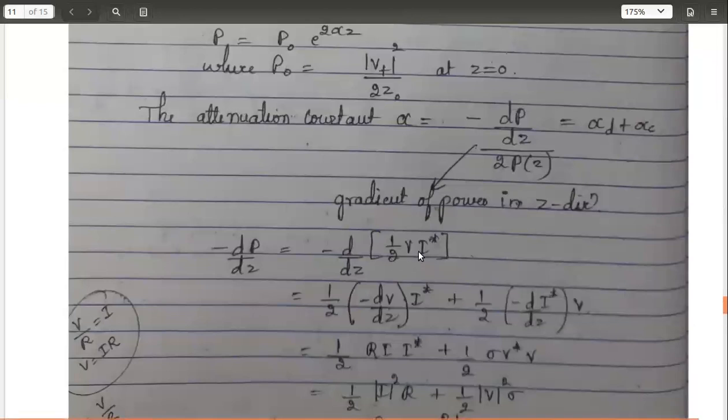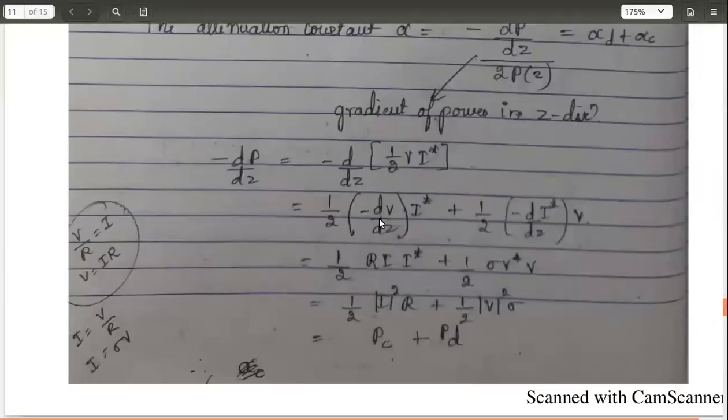So I have taken that V into I, and we know that both this V and I depend on this z. We know the power P equals VI, and both are variables, dependent on the z term. That's why I'll take the uv form of the differentiation. Half is constant, you have a negative sign, you can keep it outside, no issues. Minus d by dz of V. One time I'm taking V, taking I star as it is. Next time I am taking the differentiation of I star, keeping V as it is. Okay, uv form differentiation.